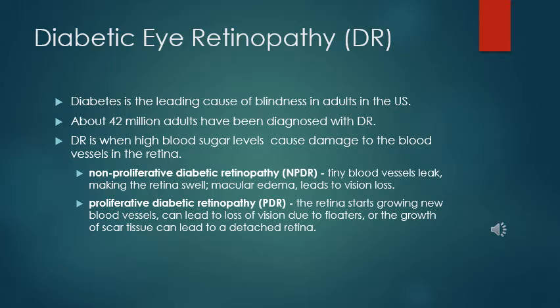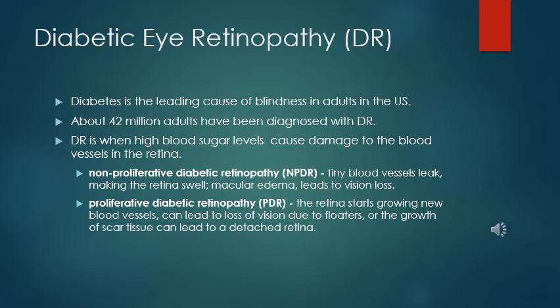There are two forms of diabetic retinopathy. The first one is non-proliferative diabetic retinopathy, also known as NPDR. NPDR occurs when tiny blood vessels leak, which makes the retina swell and can eventually lead to vision loss.